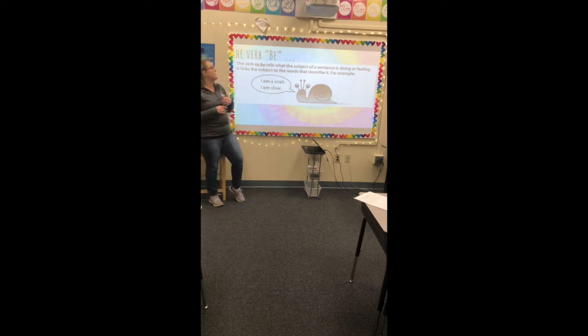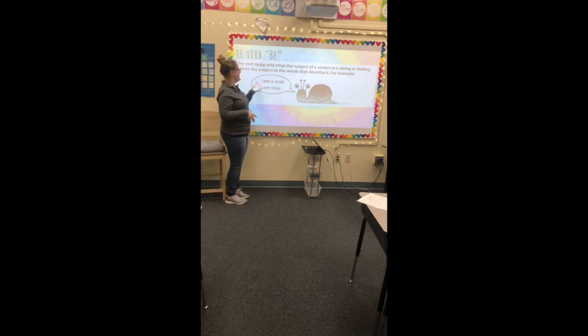So, the verb be. The verb to be tells what the subject of a sentence is doing or feeling. It links the subject of the sentence to the words that describe it. So here's this example of this snail. The snail says, I am a snail. I am slow. In this case, am is the form of be. That's a little bit confusing, I know. This is a kind of tricky concept. So let's dive a little deeper.